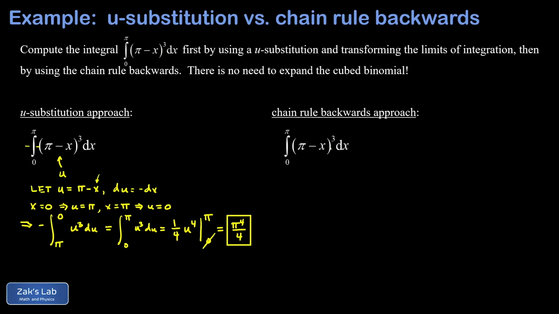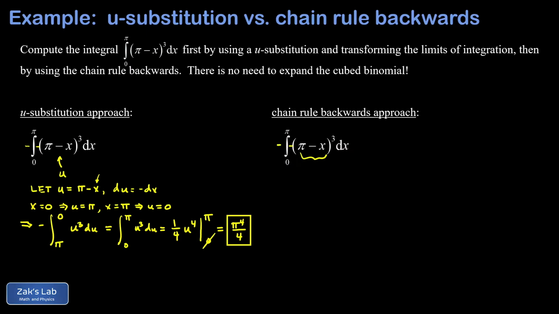Now, how do we take the less formal approach of using the chain rule backwards? What I'm looking for here is the derivative of the interior function, that's pi minus x, sitting next to this power of pi minus x. Well, the derivative is just -1. So again, I can just insert a factor of -1 into the integral. I'll just put it in there as a minus sign. I compensate out in front with a minus sign.